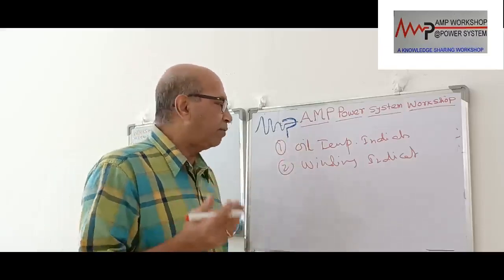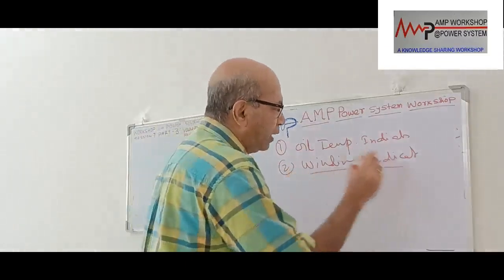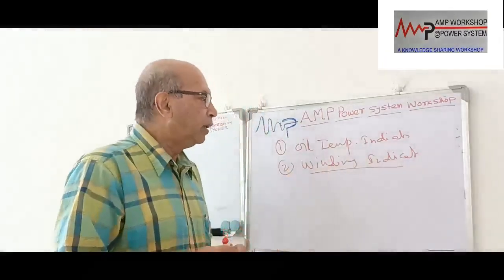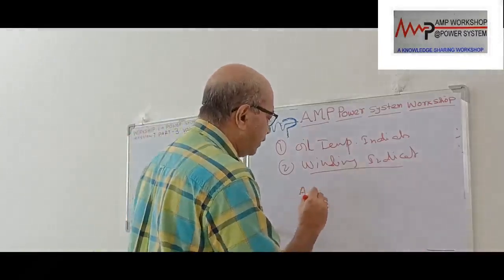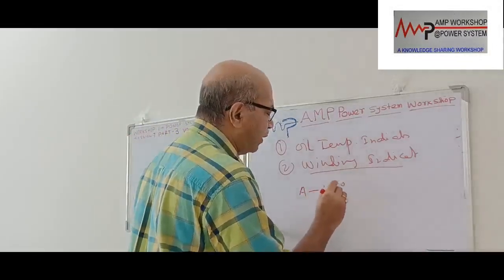In case of a dry type transformer, only the winding temperature indicator is there. Now, in case of oil, we have said that oil is a grade insulation. That means it can go up to 105 degrees centigrade.